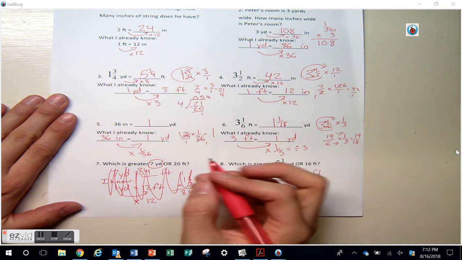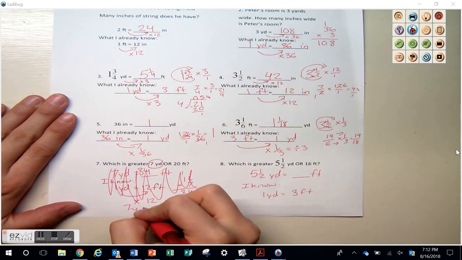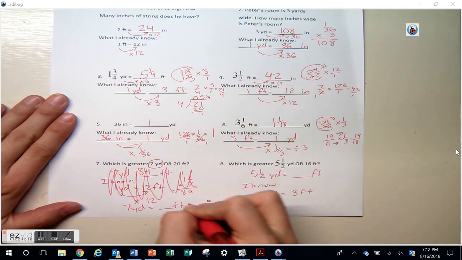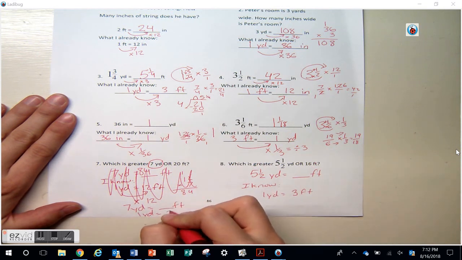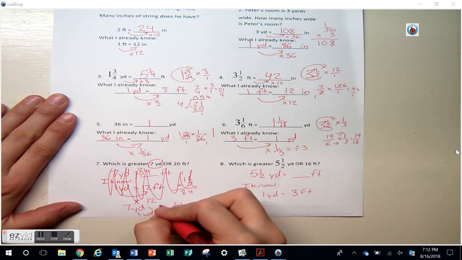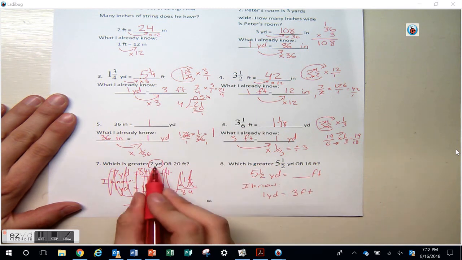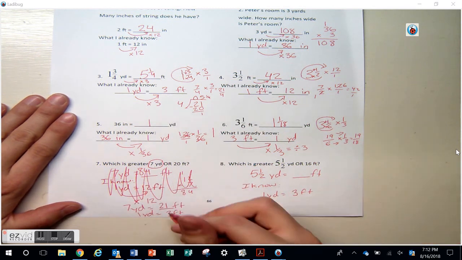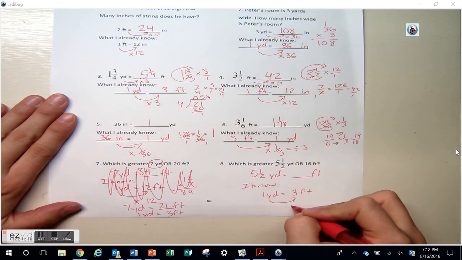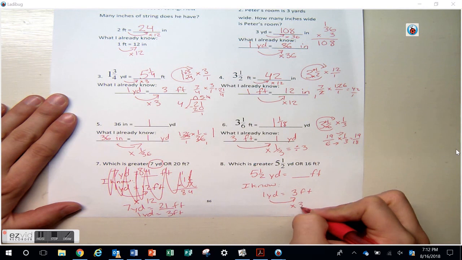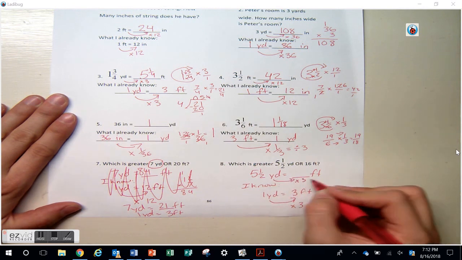Look at it. 7 yards equals how many feet? 1 yard equals 3 feet. So I multiply by 3 and I get 21. The 7 yards is still bigger. 21 feet compared to 20 feet. Okay, so I know 1 yard equals 3 feet. I multiply by 3.